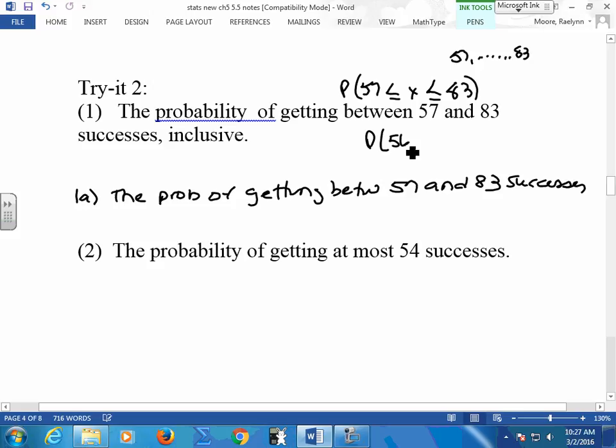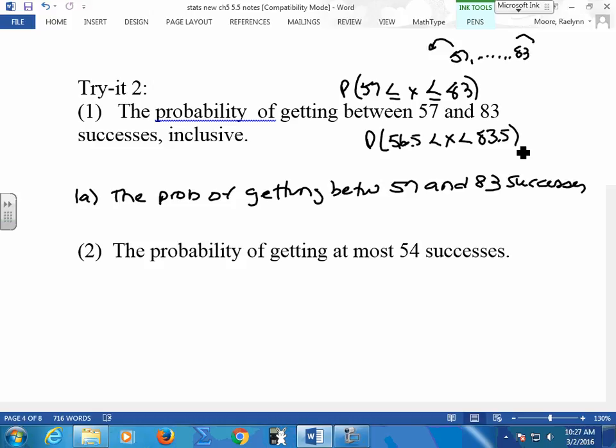56.5. I dropped my lower end 0.5. That's a 6. And what's my upper end going to be? 83.5. Will I ever hit a 56? I never hit a 56. Will I ever hit 56.5? What's the first number that I'll hit? 57. Will I ever hit an 83? Yes. Will I ever hit an 83.5? An 84? So I'm good. Okay? This is just applying this for correction.